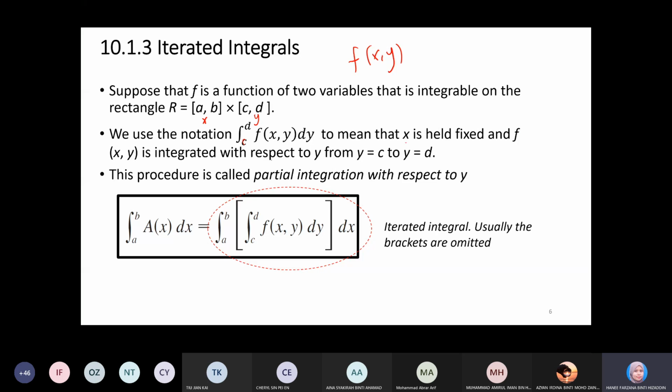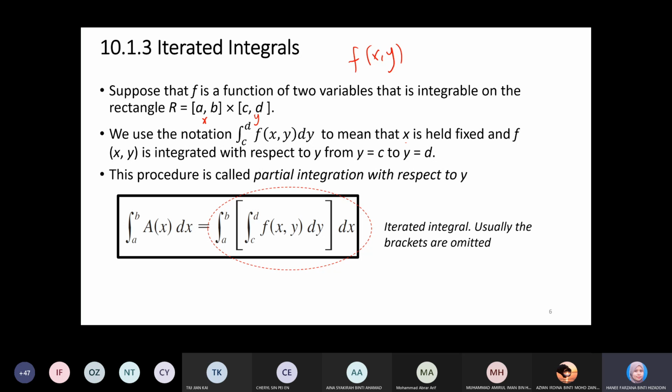And f of x and y is integrated with respect to y from y equals c until y equals d. This procedure is called partial integration with respect to y. You can compare this with partial differentiation that you learned before, where you differentiate the function with respect to one variable only and take the other as a constant. Same thing here, but now it is integration. We do the partial integration with respect to y, and then we integrate the outside of it.